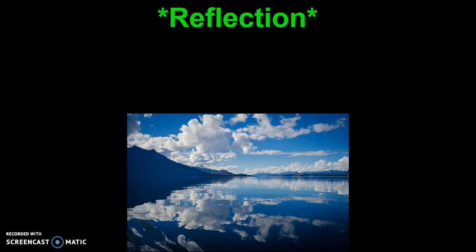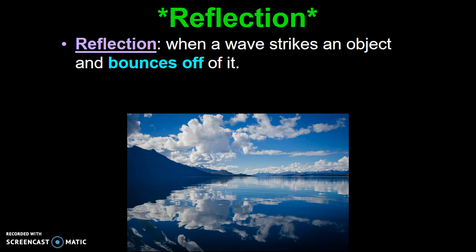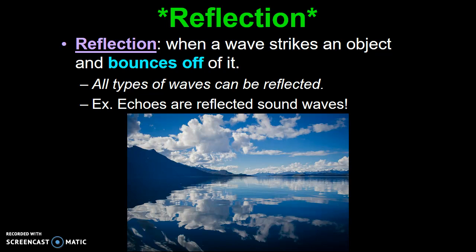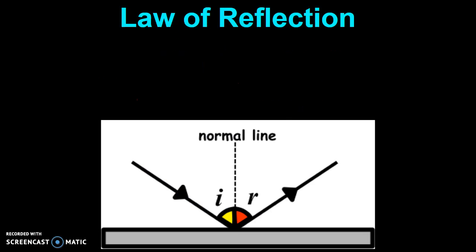Okay, reflection. You guys have all seen images that are beautiful, like this one on the bottom showing reflection. Here's the definition. It is when a wave strikes an object and bounces off of it. All waves do this. And a sound wave, think for a moment, what happens when a sound wave is reflected? Hopefully you thought of it, that's an echo. But mostly when we think about reflection, we're thinking about light waves. There is a law of reflection that you should know, and I'll explain this pretty fast.